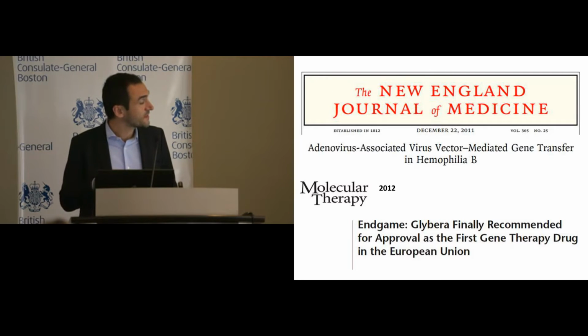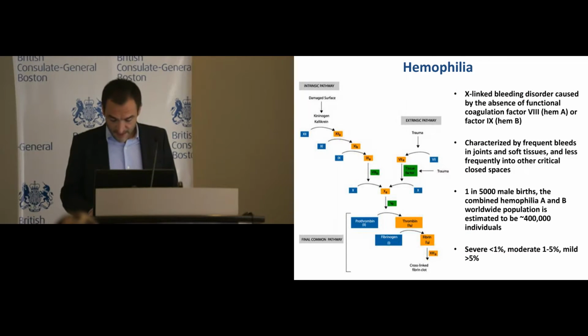The first one with AAV vectors was the correction of Hemophilia B. This study was sponsored by UCL and by St. Jude Children's Research Hospital in the States. And finally, last year, we had the approval of the first gene therapy product. So I'm going to take hemophilia as a model to discuss the issues that were encountered with AAV vectors.